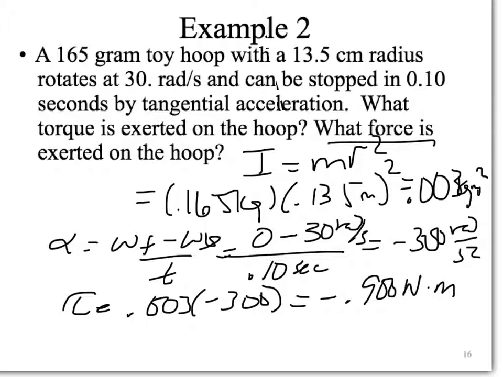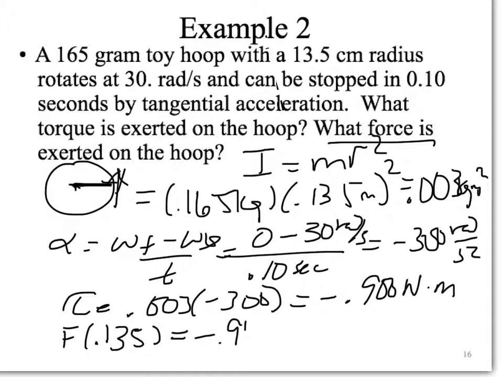Now it says what force is exerted on the hoop. Make sure you realize that force, it's a hoop, right? So this force that's being applied right here, the radius is the lever arm. So we're going to go force times lever arm, which in this case is just the radius, is going to equal torque. So we just solve for the force being a negative 6.7 newtons of force. Okay, I actually did that wrong. It would be a negative torque, so the force would be over here, but you get the idea.